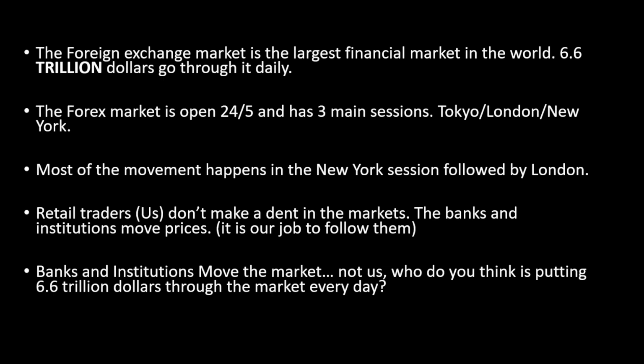So as I said in the previous video, if you've seen that, you know that the foreign exchange market is the largest financial market in the world. $6.6 trillion goes through it daily. Remember that number, 6.6 trillion. The Forex market is open 24/5 and has three main sessions: Tokyo, London, New York. Most of the movement happens in New York, followed by London. So we have Wall Street opening up for New York, and then London, I don't even know what it's called, but it follows Wall Street.